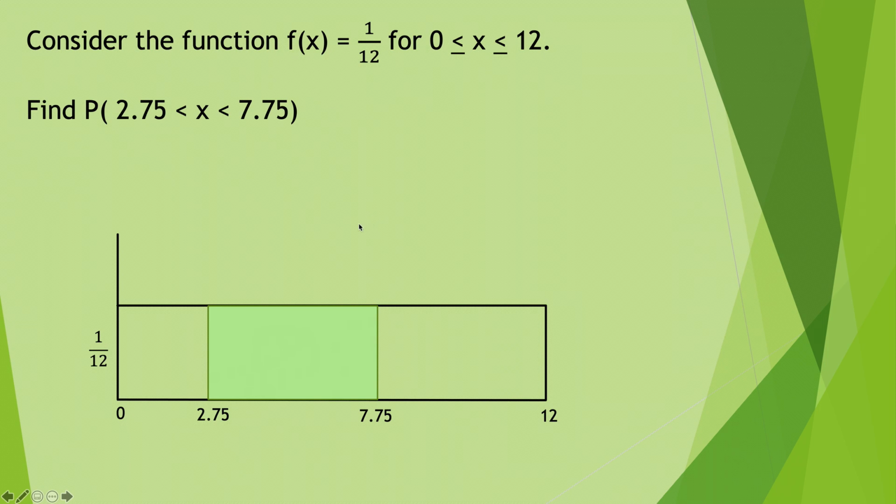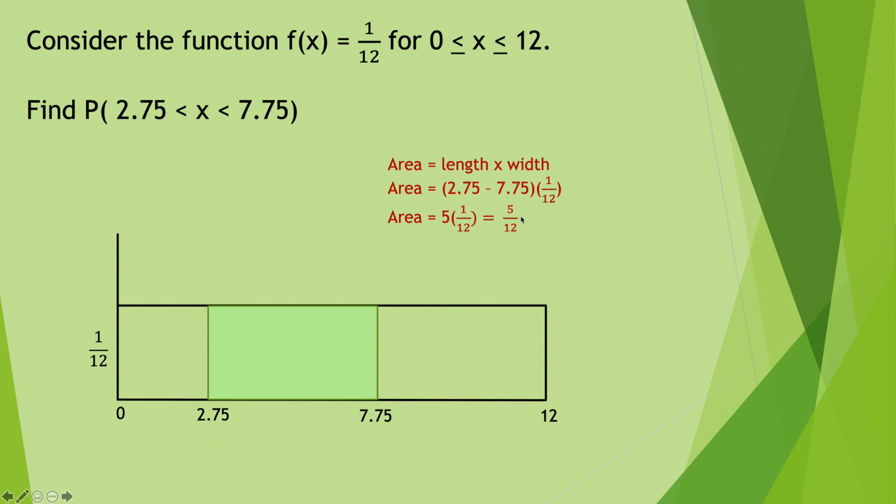So we know that the width of the rectangle is 1/12, and the length is going to be 7.75 minus 2.75. That's 5. So the area is the length times the width, and I wrote them in the wrong order here, but that's fine. You know what I mean. That's 5 times 1/12, which is 5/12.